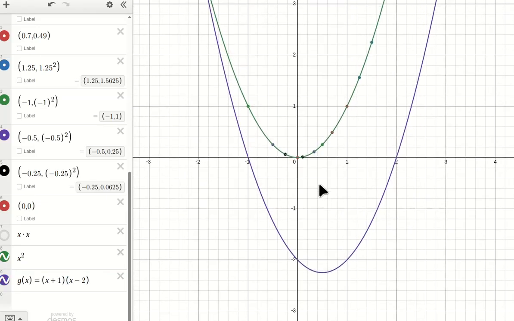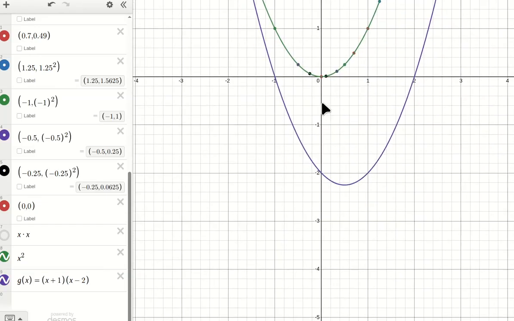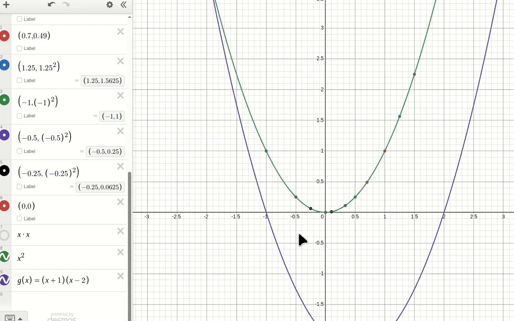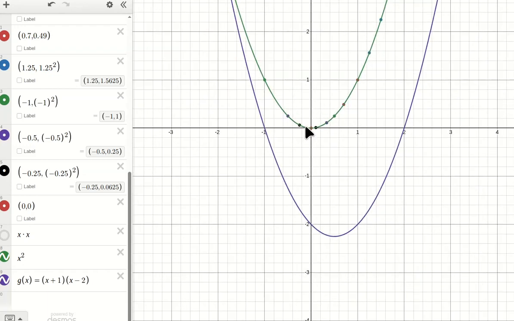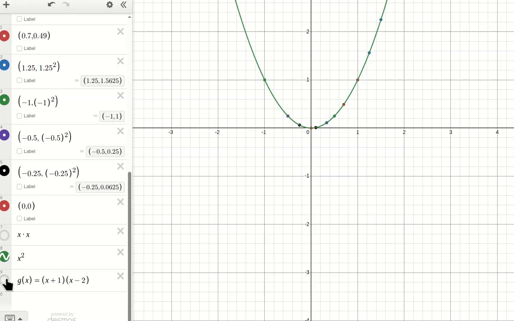And Desmos is just a fantastic way of graphing these things and visualizing them. So this is x squared, the main one we've been talking about, but there are other functions. x plus 1 times x minus 2 is another one, and we can draw many of them using Desmos, so I highly recommend it.